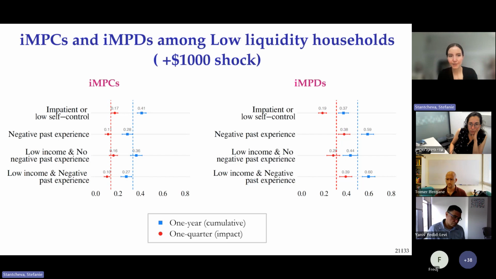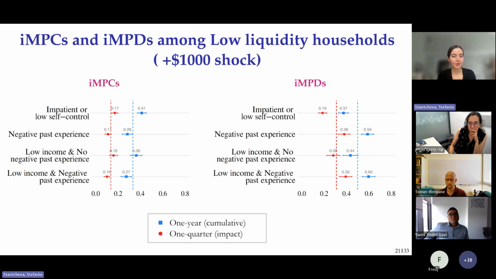So basically, they're generally low income households, but today it is because they just had some negative shocks happen, so they happen to be surveyed at a time of unusually low income. So you can see all these different situations. And again, you see the biggest differences in the MPDs here. So impatient households tend to have higher MPCs, which makes sense, and lower MPDs than those who had recent negative experiences, which might be why they have low liquidity to start with.